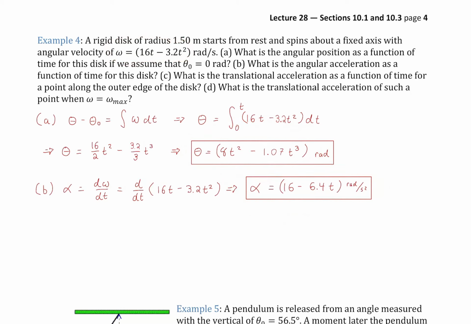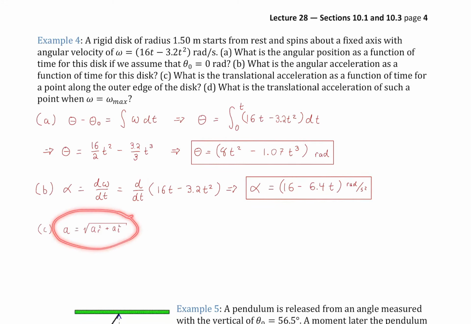Now interestingly, in part C, we're asked what is the translational acceleration as a function of time for a point along the outer edge of the disk. So we'll have to use the expression that has the square root in it, because that should be our total translational acceleration. Neither of the terms are going to be 0 because there's a non-zero angular acceleration. Or even if it was constant, we'd still have no 0 terms. So we're going to use this.